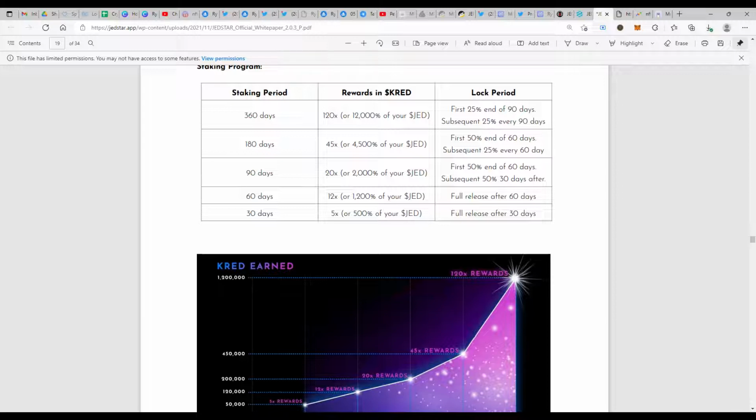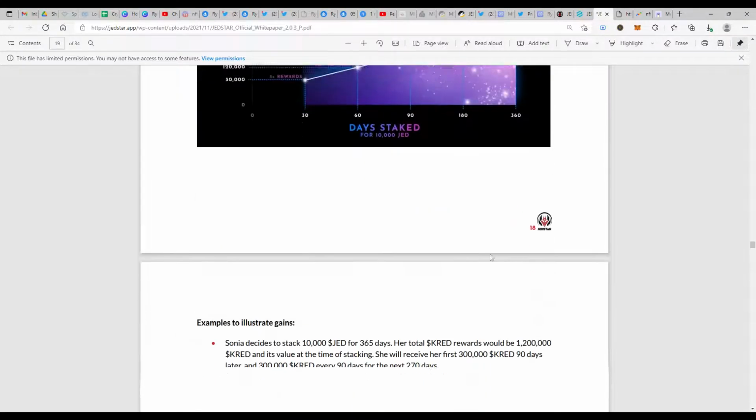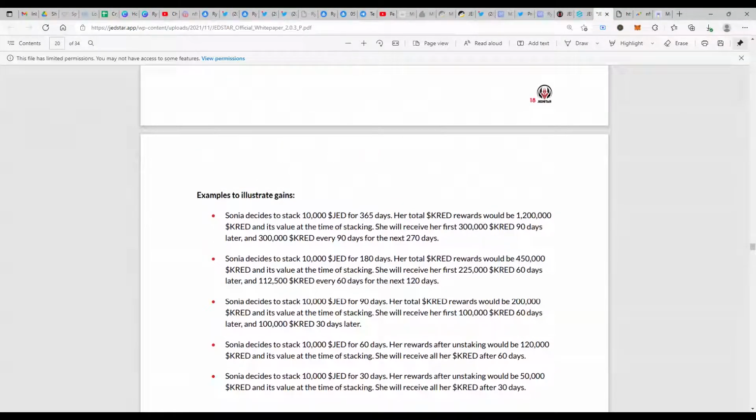And what will be compensating this reflection mechanism, if you can do the mathematical part, is the reward system that's there right now, especially for staking of 180 days and above. The 45 times and 120x times are really good percentages of income when compared to the actual reflections that you would be getting holding JEDSTAR. So think of it this way. If you put 10,000 JEDSTAR, for example, they have quoted over here, 10,000 JED for 360 days would give you 1.2 million in CRED, and the same for 180 would give you 450,000.